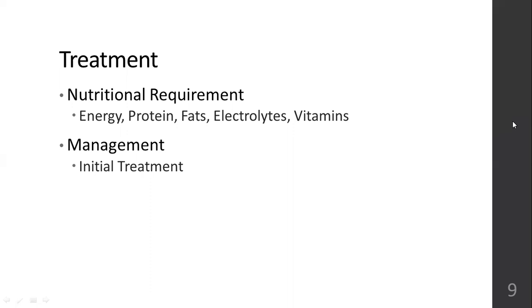And if there are infections, based on the blood sample and the swabs from the child's body, identify what exact bacteria or viruses are causing the infection. Accordingly, whatever is the causative agent, antibiotics, antivirals or antifungals should be prescribed. So this initial treatment will be carried out in the ICU.